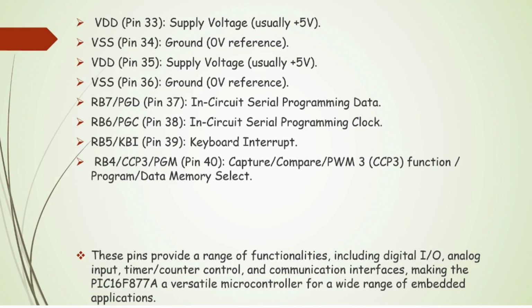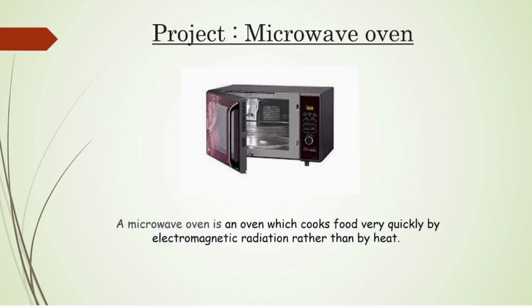Pin 37 is an input, an in-circuit serial programming data, whereas pin 38 is the in-circuit serial programming clock. Pin 19 is a keyboard interrupt, and finally pin 40 is the capture, compare, PWM3, CCP3 function, programming or data memory select. These are the pins provided for function range.